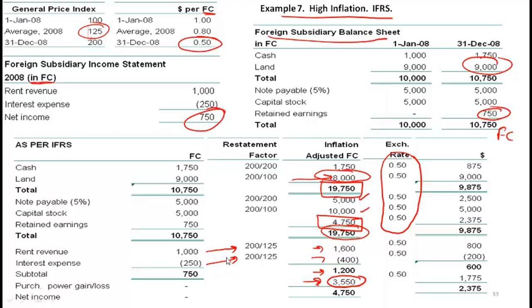Okay, so the question is for income statement, why 200 over 125? So we are saying that the average price level during the year was 125. That number came from here. So the 1,000, not dollars, 1,000 foreign currency units, came over the course of the year. So rather than just doing 200 over 100, which is what you would have done if it was all at the beginning, you take an average number.